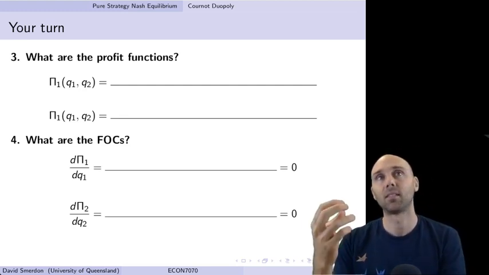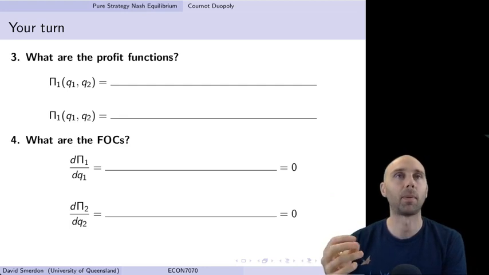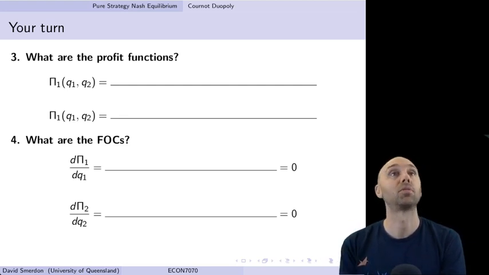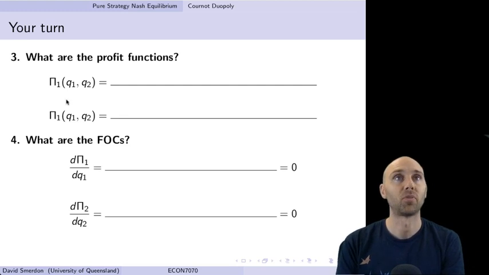The Ps come out of that, but the P also depends on the other firm's Q. But firm 1 has the power to choose Q1. At least firm 1 has that power, and firm 2 has the power to choose Q2. So those are the choice variables. We need those in the profit function. Question 4, what are the first order conditions for profit maximization? We get that by setting the derivatives of the profit functions equal to 0.